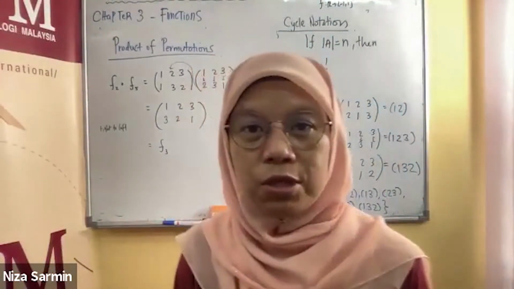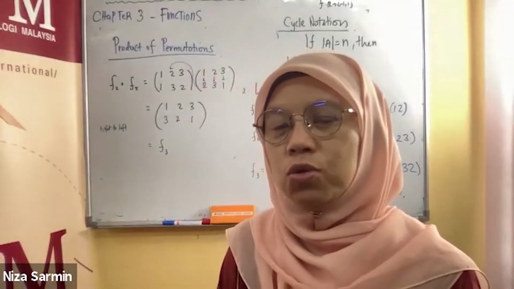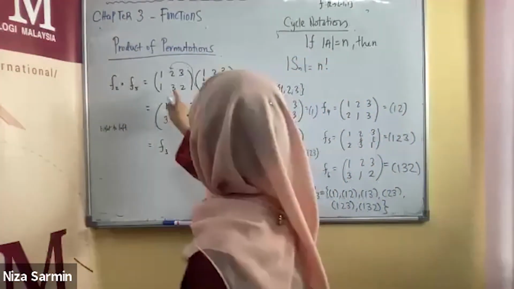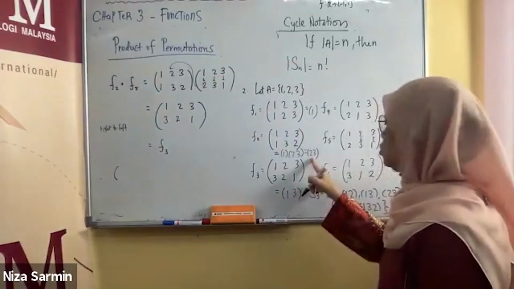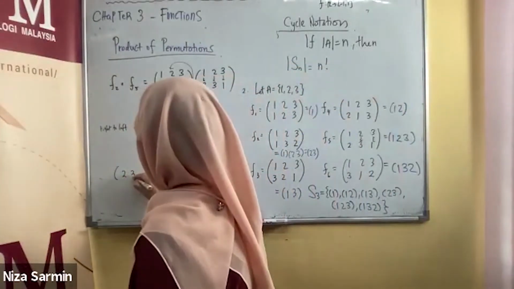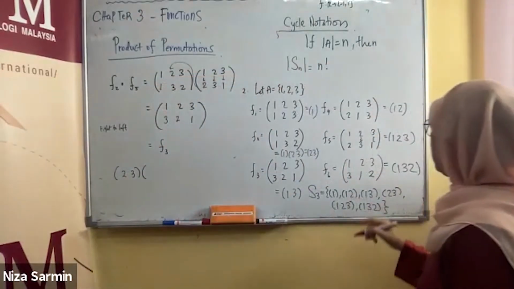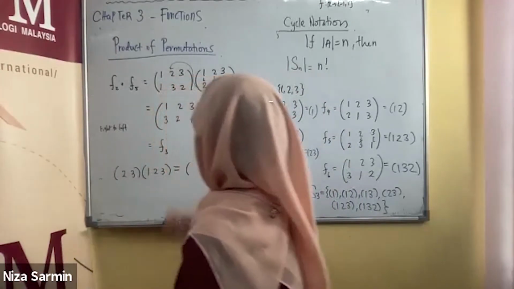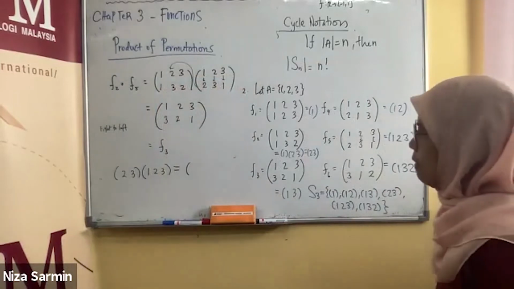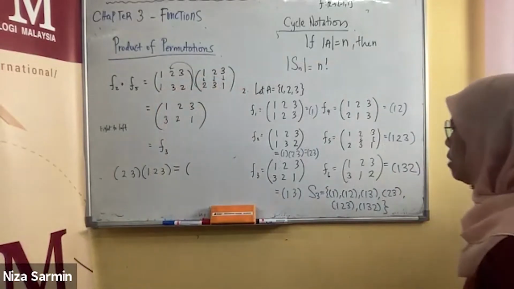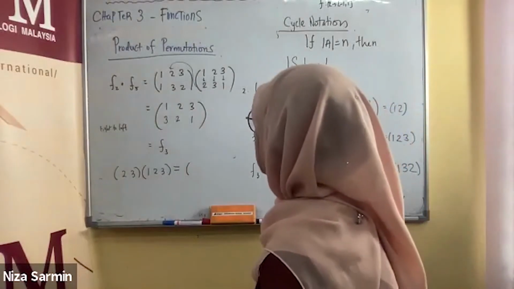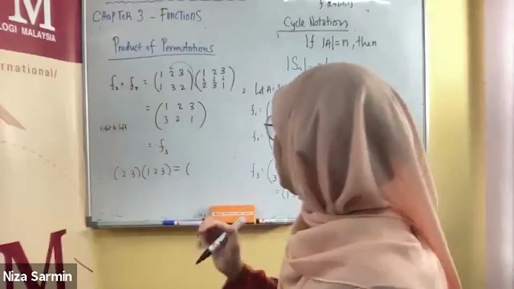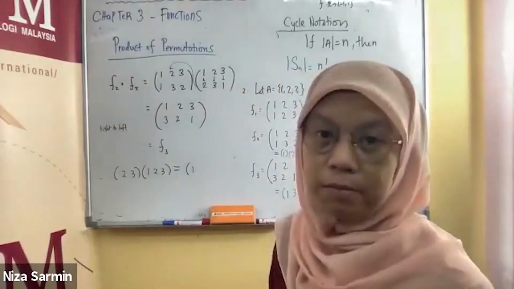This is using matrix notation. You can also find the product using cycle notation. Okay, so this one, F2 is (2 3). And we multiply by F5, which is (1 2 3). So let's try. F3, we know it's (1 3), right? You know the answer. Anyhow, I will start with the smallest number.